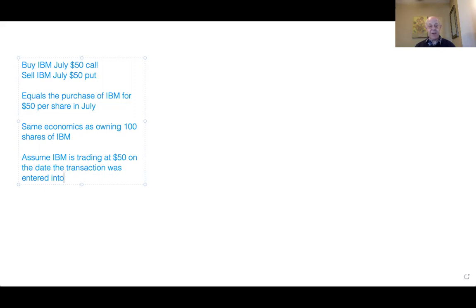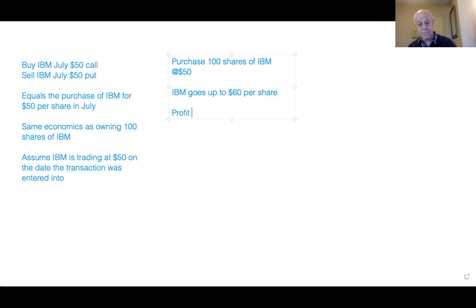So if IBM was trading at $50 a share on the date the transaction was entered into, and let's assume that I purchase 100 shares of IBM, and IBM goes up to $60 per share. Right? If I purchased the 100 shares of IBM at 50, and now it goes up to 60, my profit is $1,000.